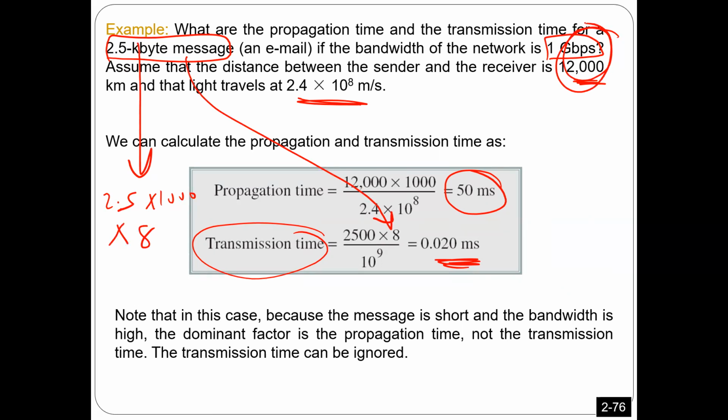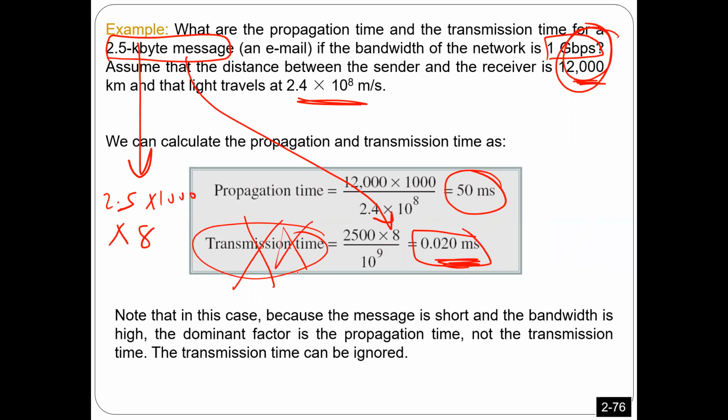Anyway, if you do the calculation, you can see the transmission time is very small. In this case, I can ignore the transmission time because the propagation time is much bigger and is dominating. So if you want to calculate the total delay, I can ignore this one because it's small. This is just one scenario.